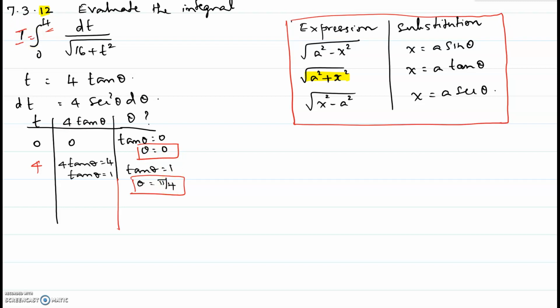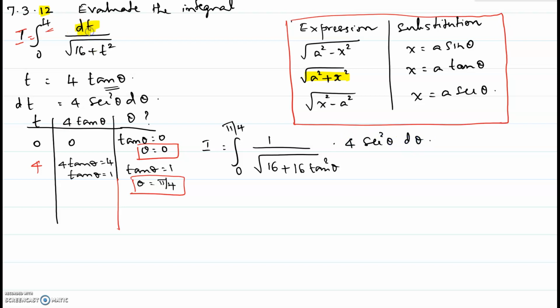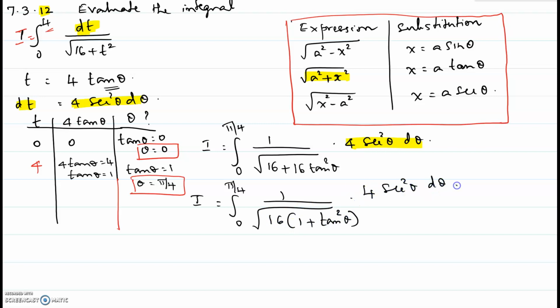I'm going to call the original integral given in the problem I, equal to the integral with the new limits 0 through pi by 4. Then we have 1 over the square root of 16 plus t squared, which is 16 plus 16 tan squared theta, and then dt, which changes to 4 secant squared theta d theta. So now I is the integral from 0 through pi by 4 of 1 over, 16 is common, 1 plus tan squared, everything within the radical, times 4 secant squared theta d theta.